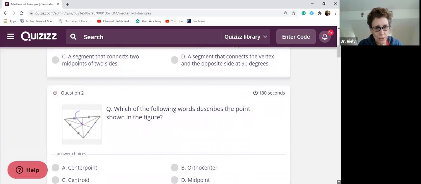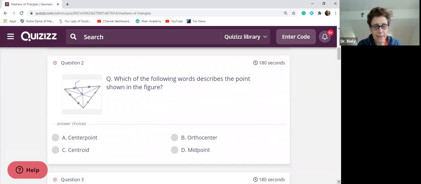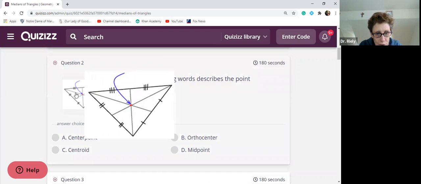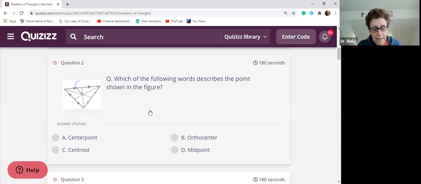Okay, here's the next question. Which of the following words describes the point shown in the figure? What I need to see is that you are connecting medians because they are hitting the midpoint of the side opposite the vertex, and that red dot, therefore, is called the centroid. So the correct answer is C.